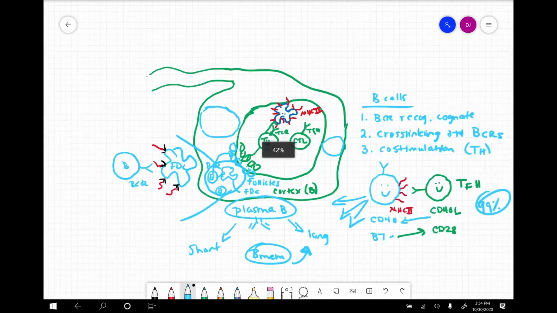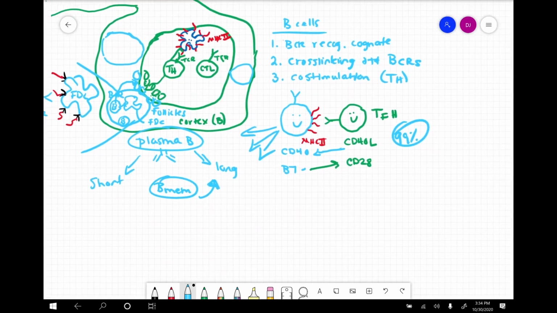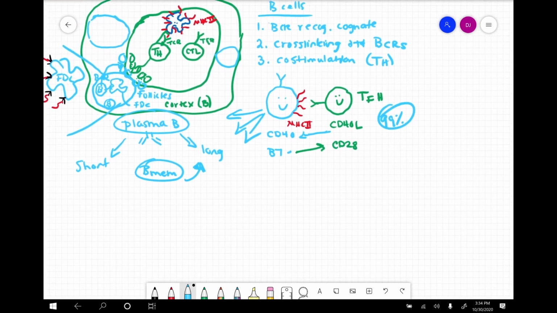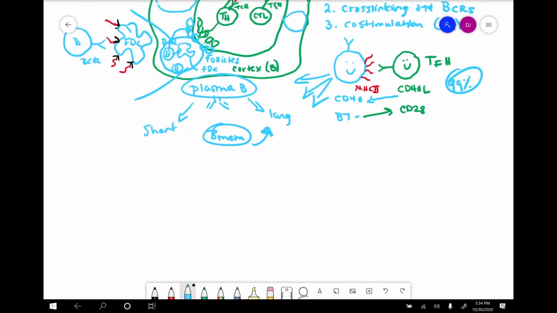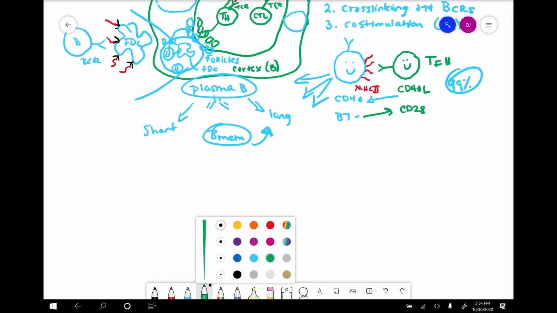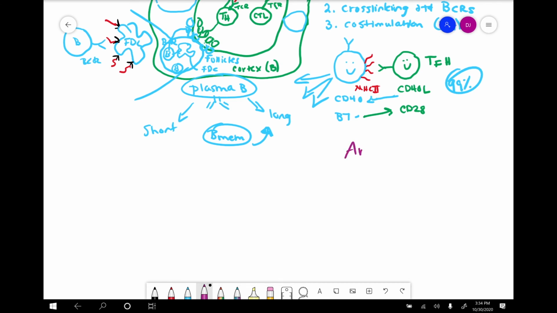Now, at this point, let's talk about what those plasma B cells are going to be doing. They're going to begin producing antibodies. Antibodies are absolutely amazing. They're possibly our body's best weapon in the defense of our body. So let's talk broadly about what antibodies do. Antibodies have 5 major things that they're going to do.